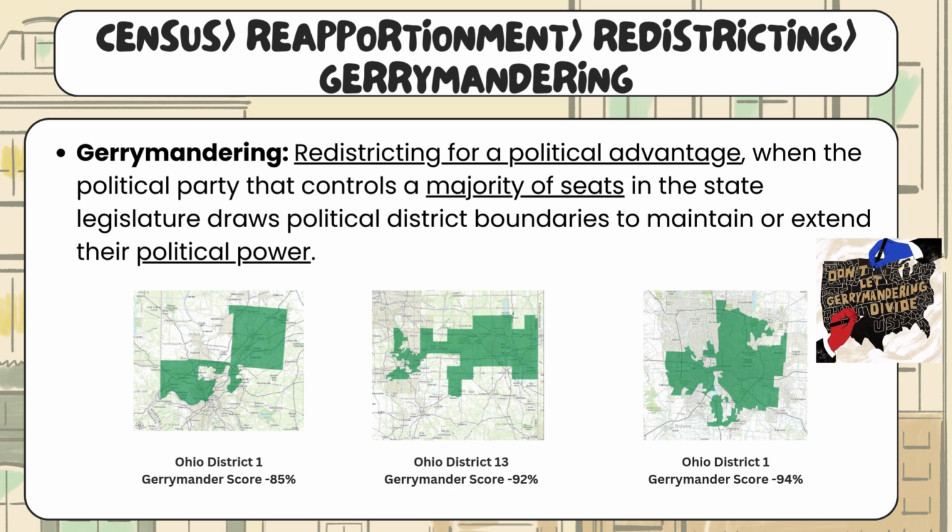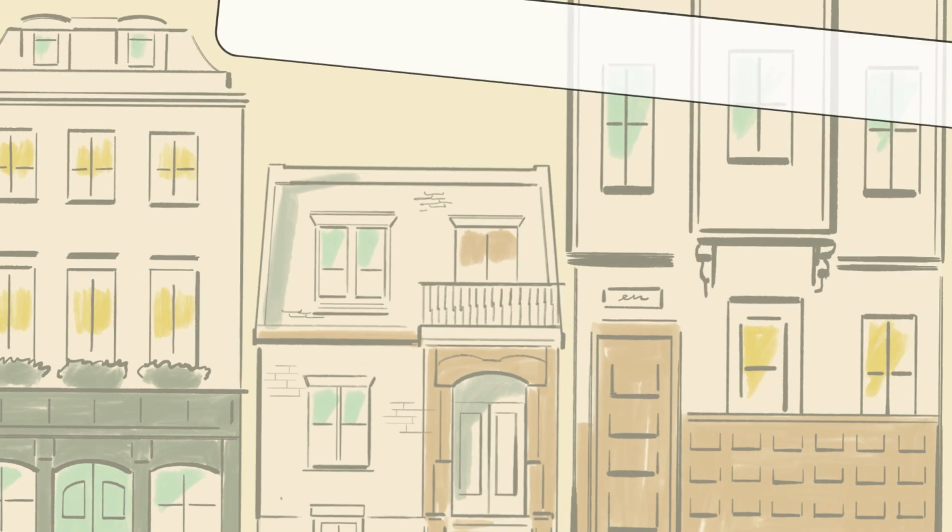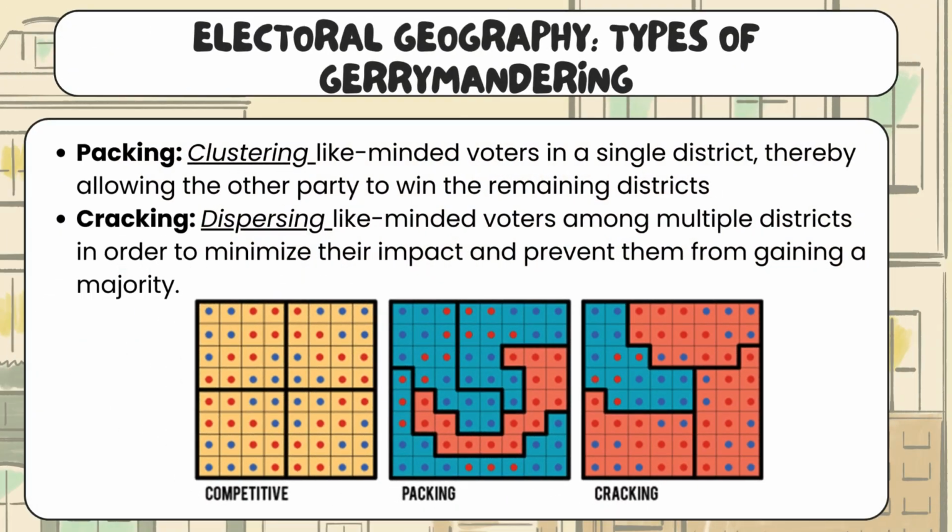Gerrymandering is when politicians redraw districts to benefit their political party. It's like picking your own team for dodgeball and only choosing the best players. Completely unfair. Here are two ways that politicians gerrymander. First is packing. This is cramming similar voters into one district so that the other party wins more seats. Cracking is splitting up similar voters across multiple districts to weaken their power.